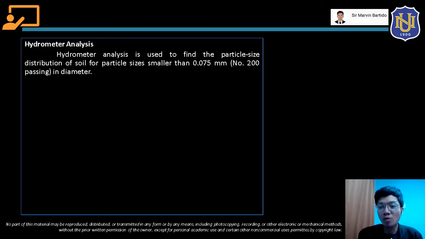Class, hydrometer analysis is used to find the particle size distribution of soil for particle sizes smaller than 0.075 millimeter in diameter. That is the number 200 sieve, no? The soil sample that we're going to use here is the soil that passed through the number 200 sieve, which is the smallest sieve that we use in sieve analysis. What passes through there goes to the pan. The soil that went to the pan is what we will use as the soil sample in hydrometer analysis.